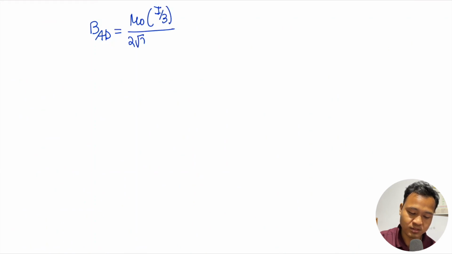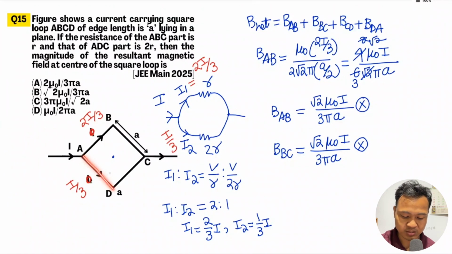So now I will find B due to AD. Again the formula, mu naught into I, where I is I by 3, divided by 2 root 2 into pi into A by 2. Okay, so now this is the one. The wire is here, so the distance is A by 2. Again you'll have 45, 45. Right, current is I by 3.